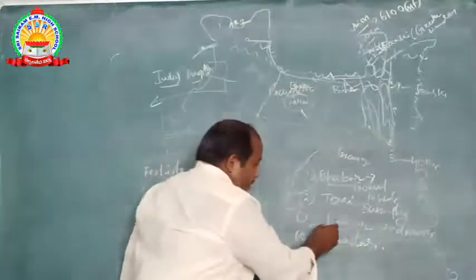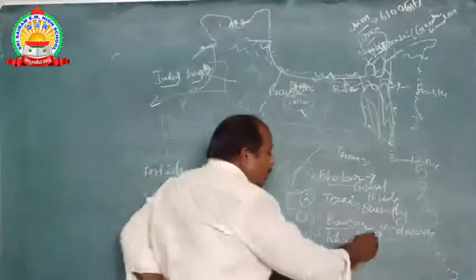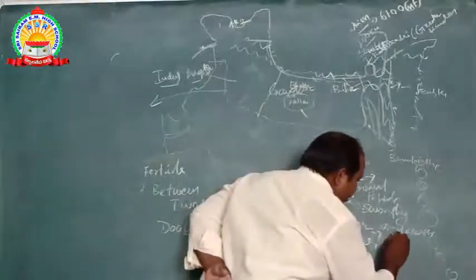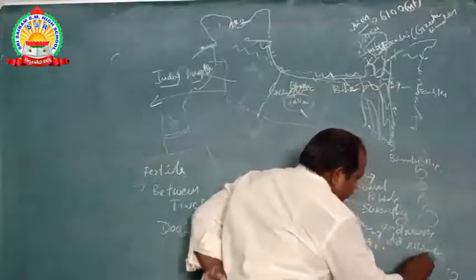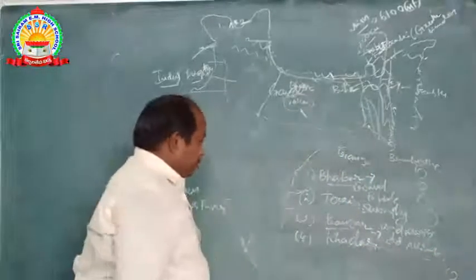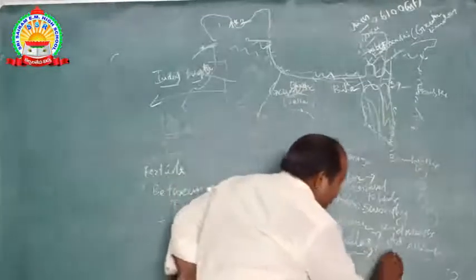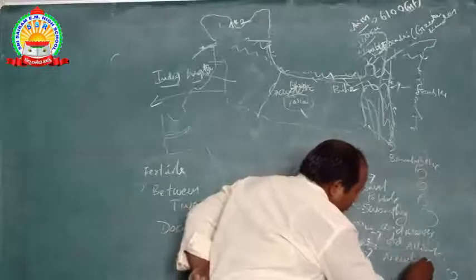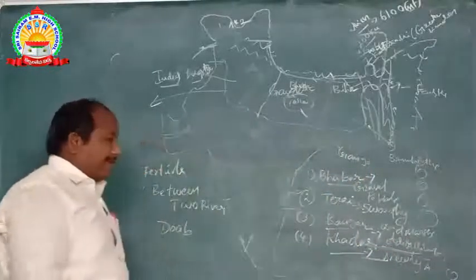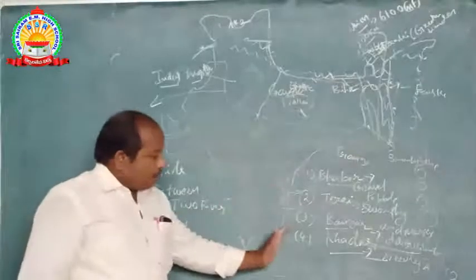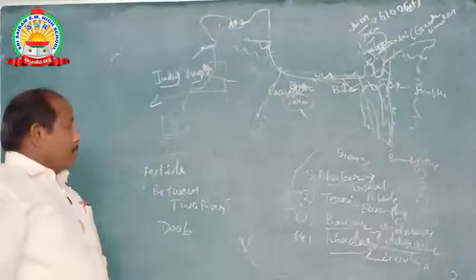Another one, Bangar, is older alluvial soil. Alluvial soils are completely fertile soils. Khadar is newer alluvial soil. These are the land features of the Indo-Gangetic Plain. So, we have completed the Indo-Gangetic Plain.